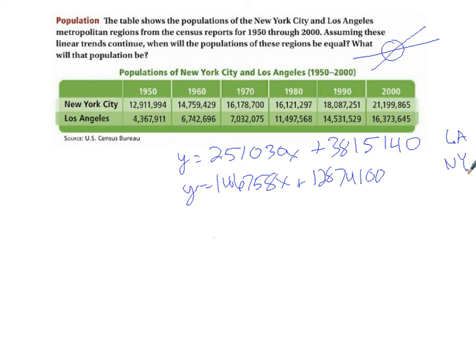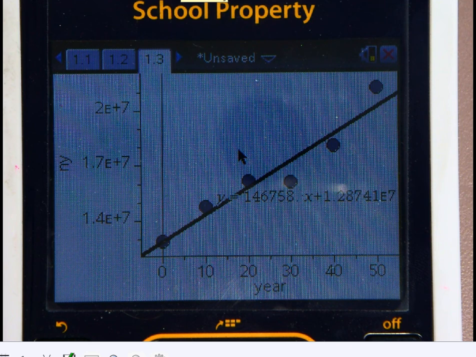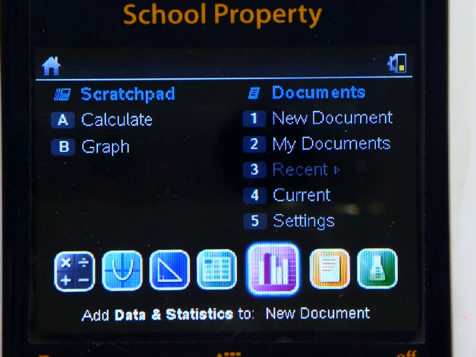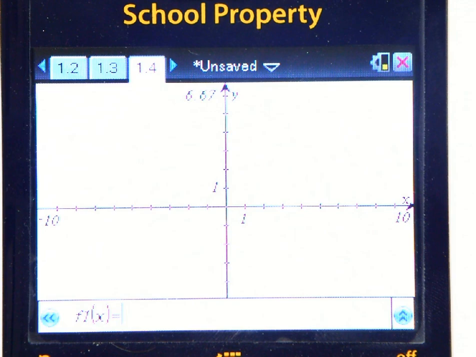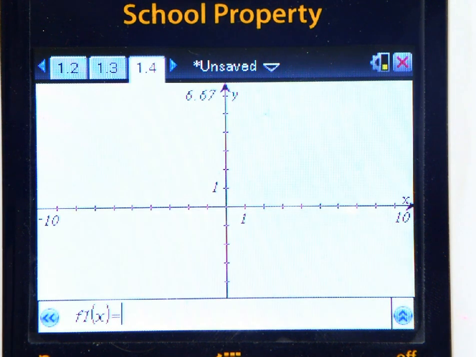So now what we need to do is graph these two equations, and we're going to do that on the calculator. Type these two equations in on the calculator, zoom out. You'll have to zoom out quite a ways until you see where they intersect. Where they intersect is the answer. So to do that, go back to the home screen and go over to Add Graph to your document. Now you have a graph. And then you can type in those two equations that you just came up with.